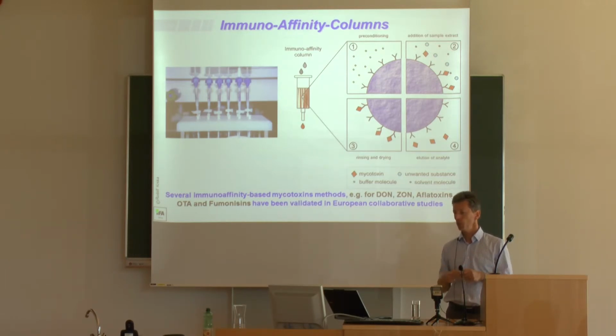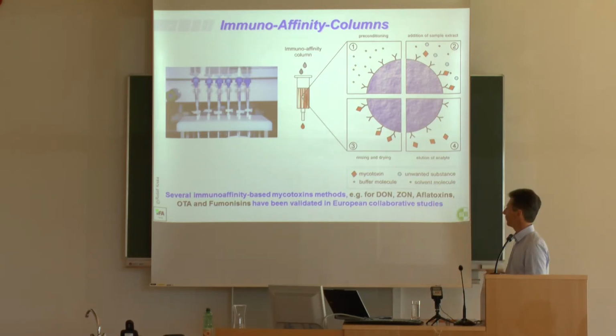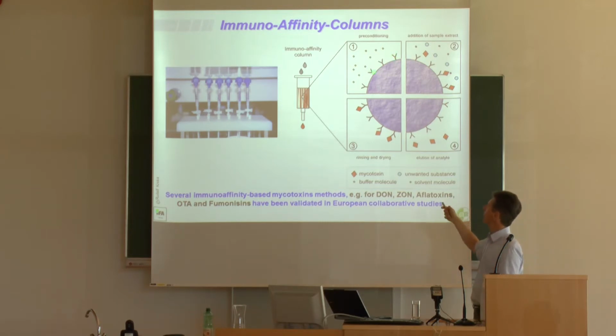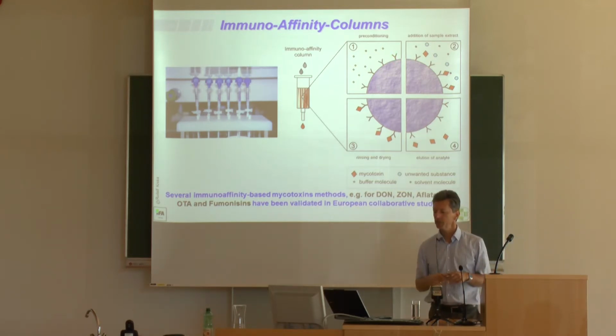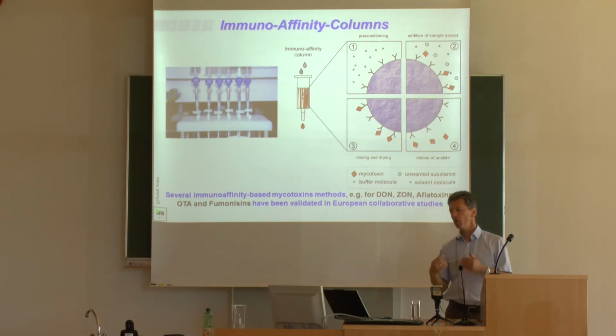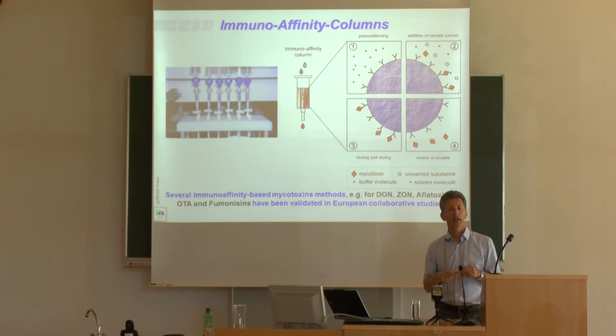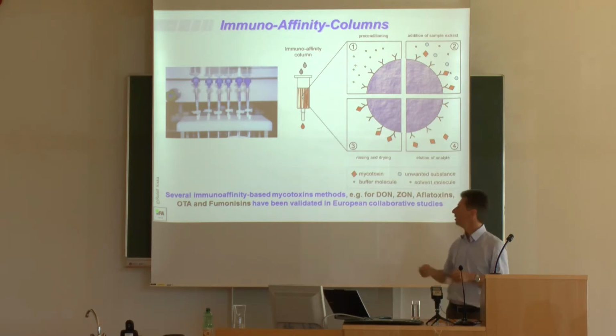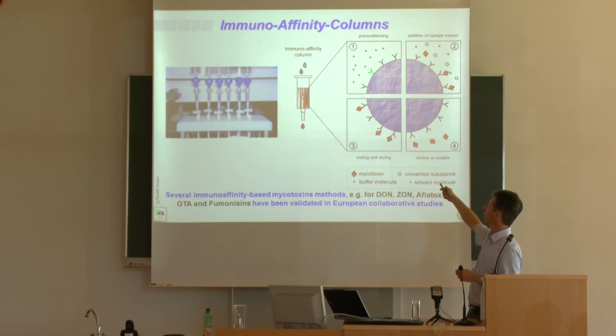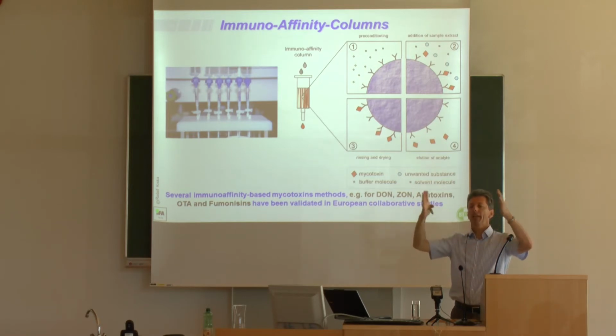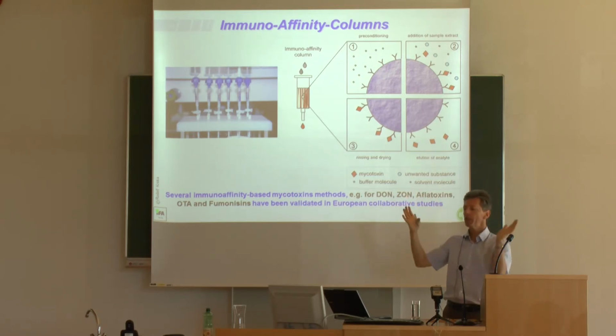You have again this plastic housing in which, in this case, sepharose or agarose is immobilized, containing antibodies which are specific for certain mycotoxins, for instance specific aflatoxin antibodies. You first perform a preconditioning of this column to make the antibodies active again, so that they can rearrange themselves in the solvent.